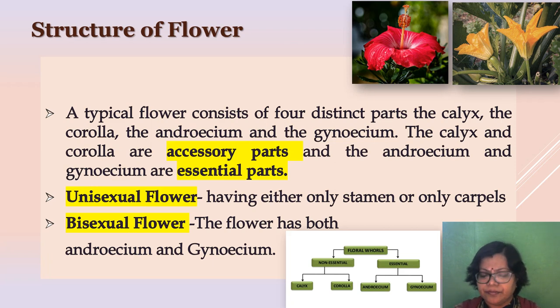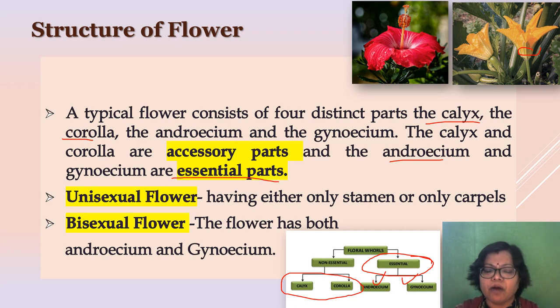Here, calyx is the outermost whorl, which is green in color, and the corolla may be colorful. These two are the accessory whorls, okay, that help in protection and pollination, because these petals are fragrant or sometimes very bright in color, so they attract the insects, so it helps in pollination. But the androecium and the gynoecium are the essential whorls because they are directly involved in reproduction. So androecium and gynoecium are the essential whorls, and calyx and corolla are the accessory whorls. Okay.